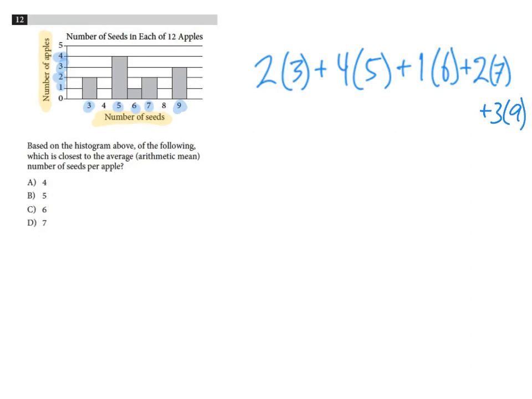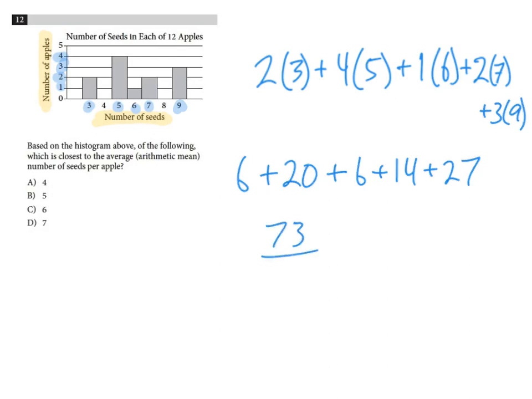What's that going to equal? It's going to be 2 times 3 is 6. 4 times 5 is 20. 1 times 6 is 6. 2 times 7 is 14. And 3 times 9 is 27. Okay? So I'm just going to add those up on the calculator here real quick. 2 plus 20 plus 6 plus 14 plus 27. Okay, so that's going to total 73.